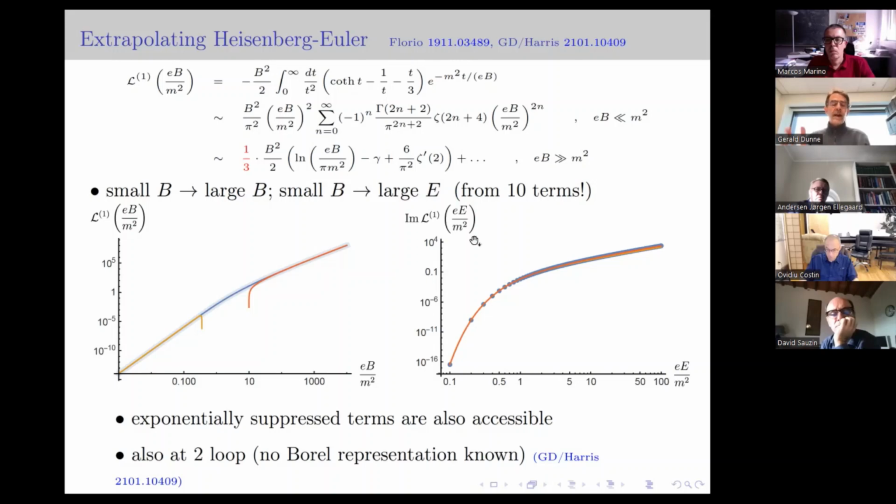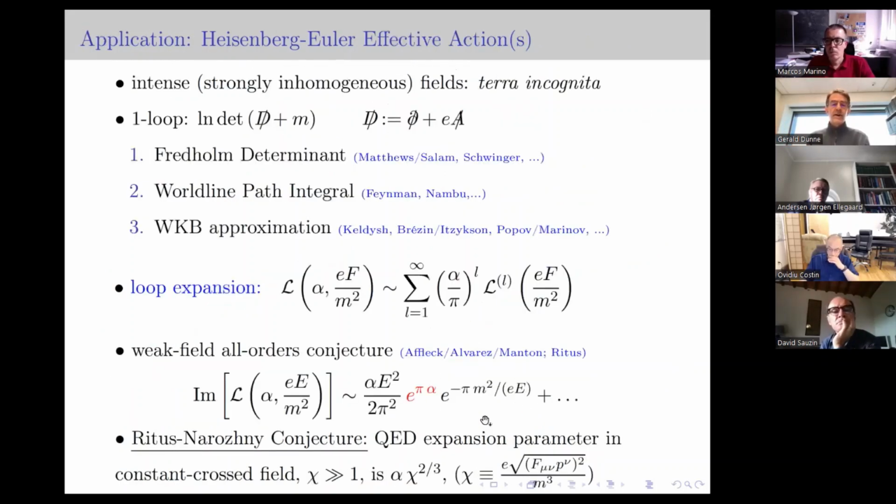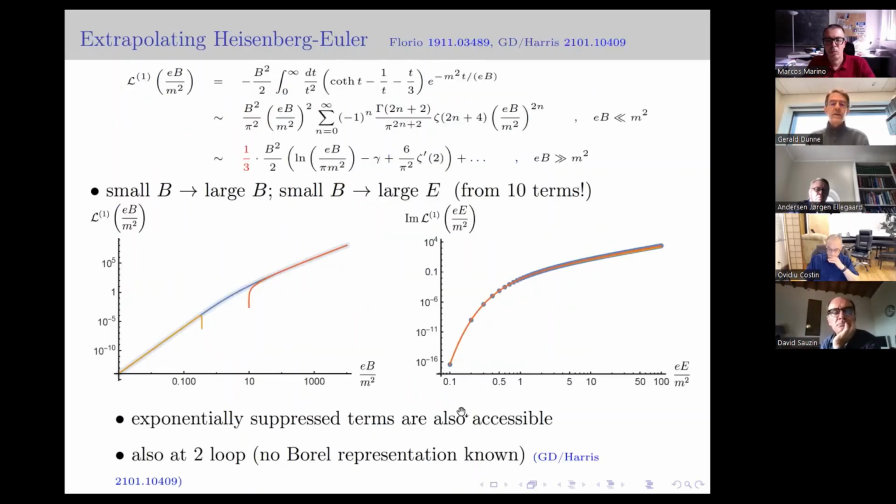And now for the exponentially suppressed imaginary part, this is exponentially suppressed in the weak field limit. The blue dots are the extrapolated values, and red is the exact value. And you can just see gold here, which is the WKB expansion. And now you can see you can extrapolate over many orders of magnitude. There are also subleading exponentially suppressed terms that are accessible. The same thing can be done at 2-loop, where there is no such Borel representation, but you can generate some terms of this. And it also works similarly accurately.